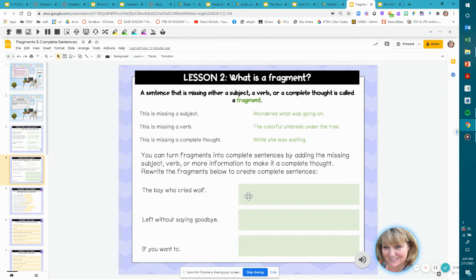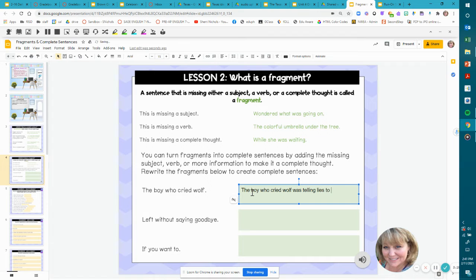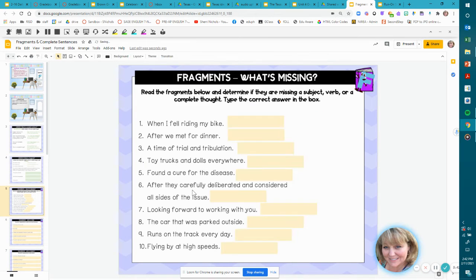The boy who cried wolf. Well, that is not a complete thought, so you would have to rewrite it. So you would say, the boy who cried wolf was telling lies to the village. Now we have a complete thought. Now we know what the boy who cried wolf was doing. So you would type that in as you go. And then you'd do that with the rest of these.